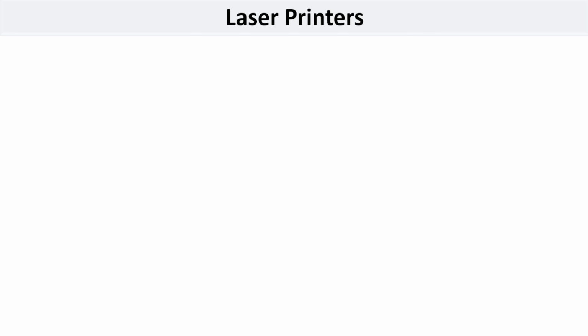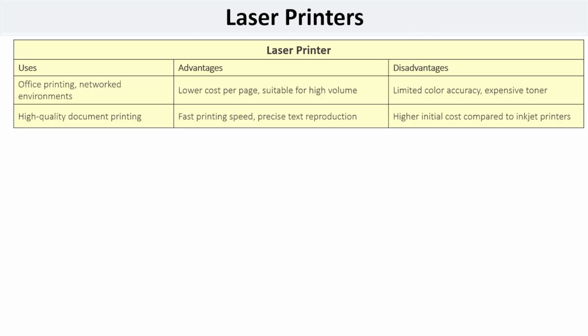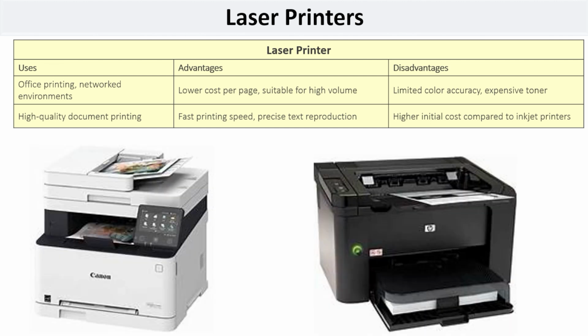Okay. Then we come to printers. The first type of printer we want to look at is the laser printer. This is a good example of a laser printer, and they are mostly used in offices for printing. Where you want to have a network printer or in a network environment, you make use of laser printers. They have very high document printing rates, and those are some of the uses.